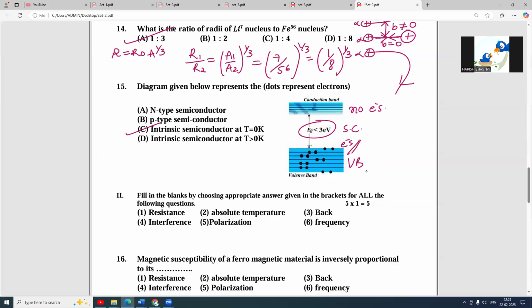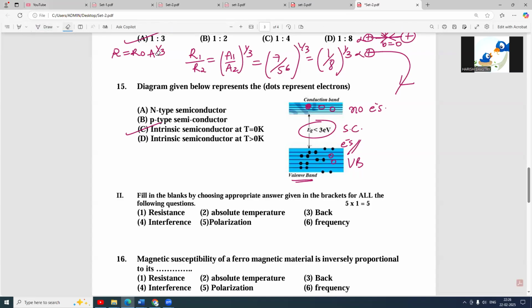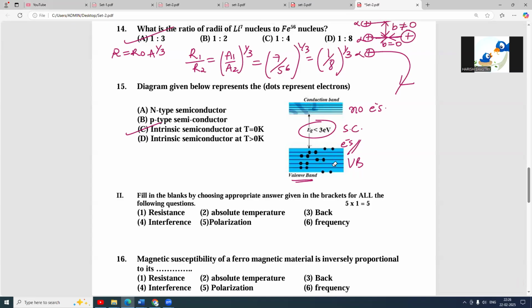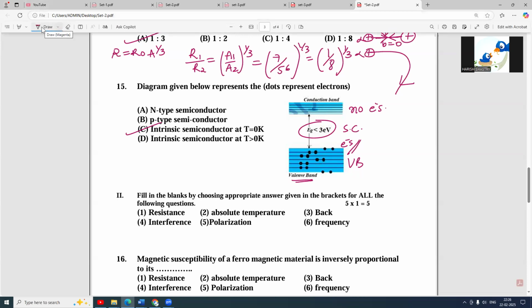No electrons are found in the conduction band. I made that conclusion because there are no holes in the valence band. If some electrons were successful in reaching the conduction band, then we could have found some holes in the valence band. So no holes are found in the valence band. So it should be an intrinsic semiconductor at 0 Kelvin. How would the intrinsic semiconductor be at T greater than 0 Kelvin? Then there should be some electrons here and some holes here. But such things are not found here. So it should be an intrinsic semiconductor exactly at 0 Kelvin.